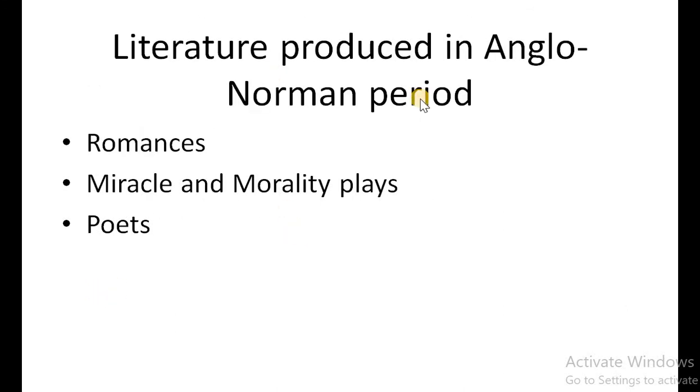So the literature produced in the Anglo-Norman period consists of three genres: romances, miracle and morality plays, and poets. If we talk about romances, this is not the romance of the romantic era; these romances were a kind of plays in which some kind of adventure was shown. Then miracle and morality plays, and then we have the poets.